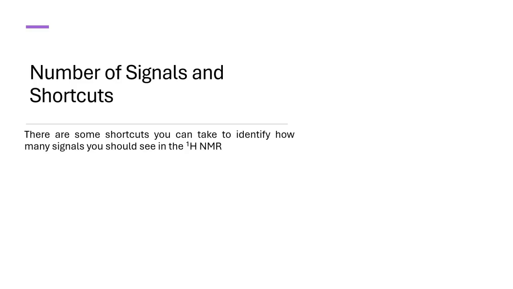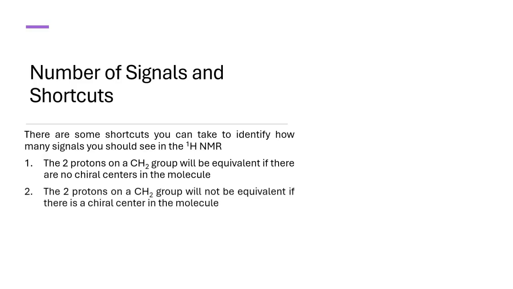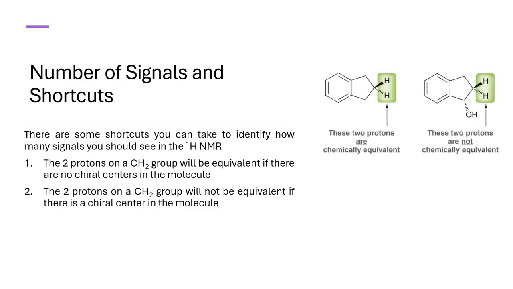The number of signals and shortcuts. There are some shortcuts that you can take to identify how many signals you should see in the 1H NMR spectrum for a given compound. 1. The 2 protons on a CH2 group will be equivalent if there are no chiral centers in the molecule. 2. The 2 protons on a CH2 group will not be equivalent if there is a chiral center in the molecule. Here are a couple examples.